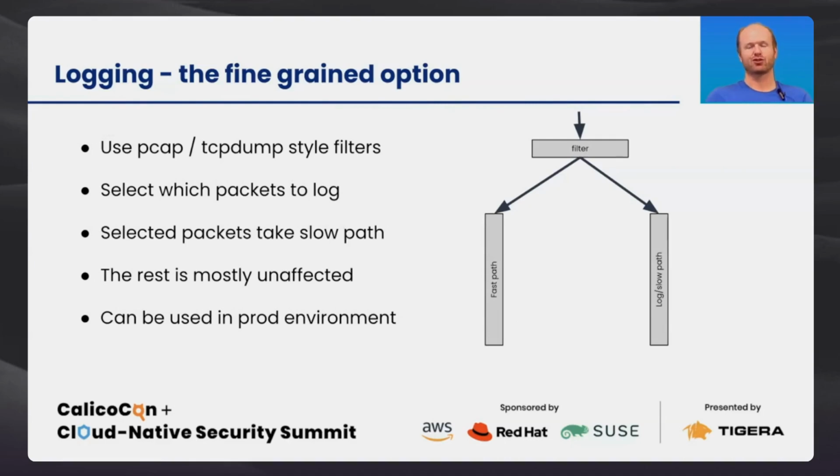What we pretty much do is create a filter and attach it before our TC programs, and the filter decides whether traffic goes through the fast path without the overhead of logging, or through the slow path that emits the logs. So this is ready to be used in production environments, where the vast majority of the traffic goes through completely unaffected. Only your troubleshooting traffic, or troublesome traffic, will take the hit and go through a slow path, but will also shed some light on what's happening.